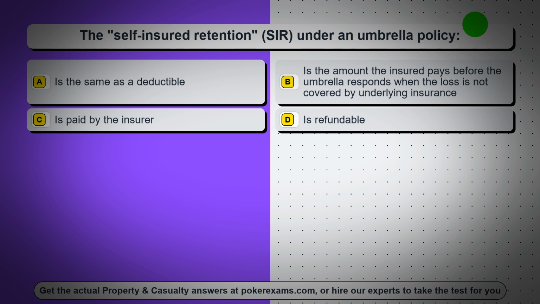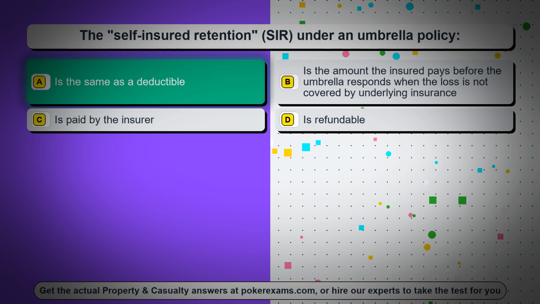Question 38. The self-insured retention, SIR, under an umbrella policy, option A, is the same as a deductible. Option B, is the amount the insured pays before the umbrella responds when the loss is not covered by underlying insurance. Option C, is paid by the insurer. Option D, is refundable. The correct answer is option A, is the same as a deductible.